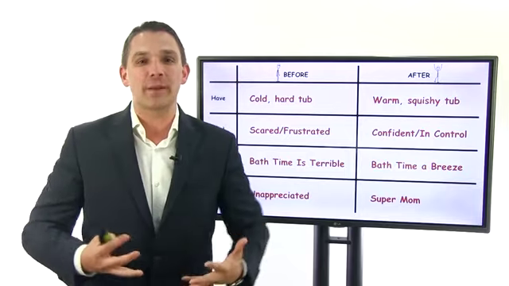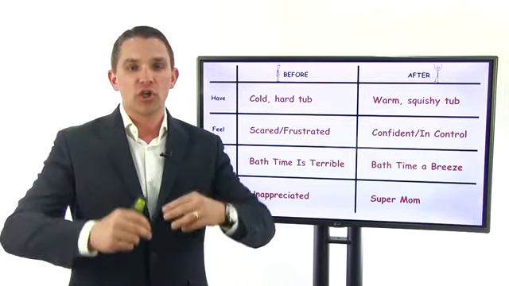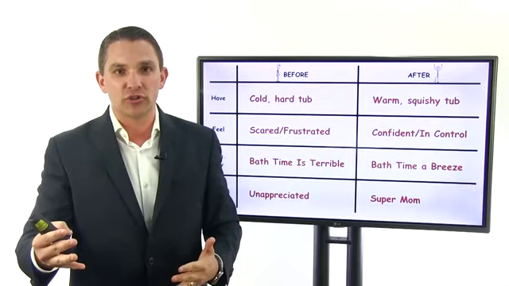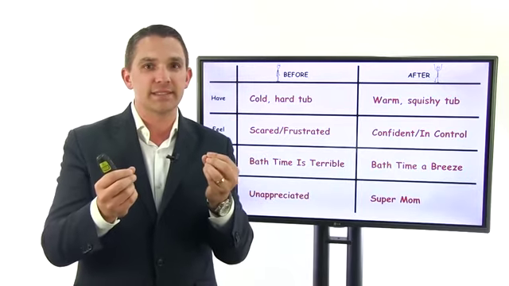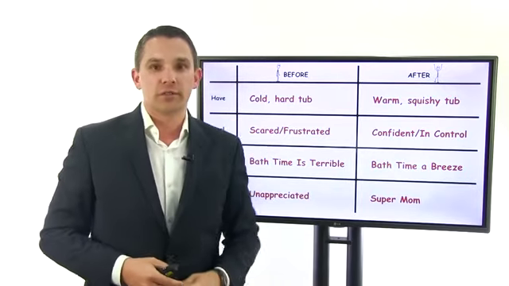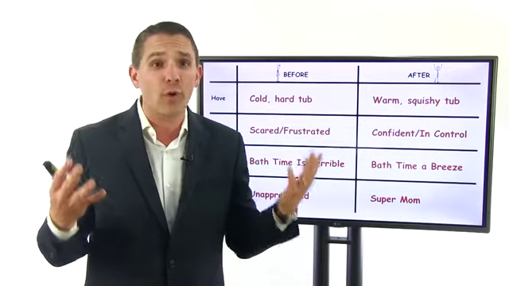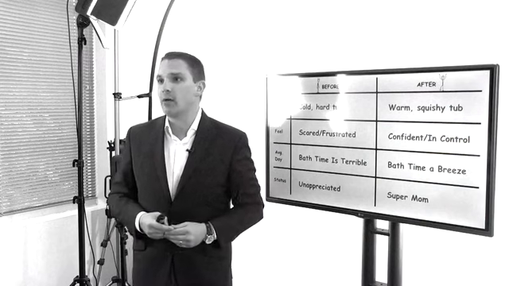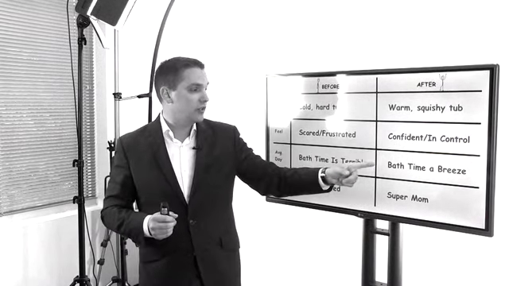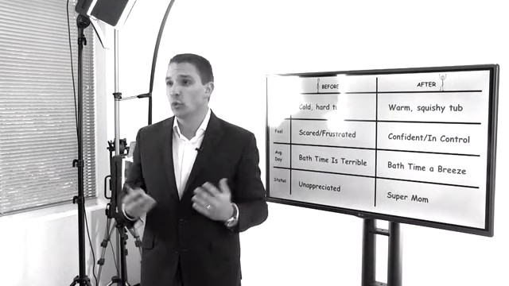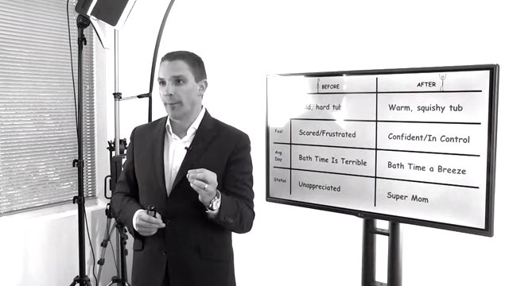Now, you think about everything that I've been saying right now, and we're not crafting copy yet, but imagine these copy chunks showing up on your landing pages, right? In your sales copy, in your product descriptions, in all the places where you might ordinarily just say, our tub is warm and squishy, and it's about 20 inches long and 10 inches wide, and all the stuff that no one cares about. Mom doesn't care about that stuff. What mom cares about is she wants to be confident and in control. She doesn't want bath time to be terrible. She wants to enjoy those moments with her child, and she wants to no longer be unappreciated. She wants to be seen as super mom.